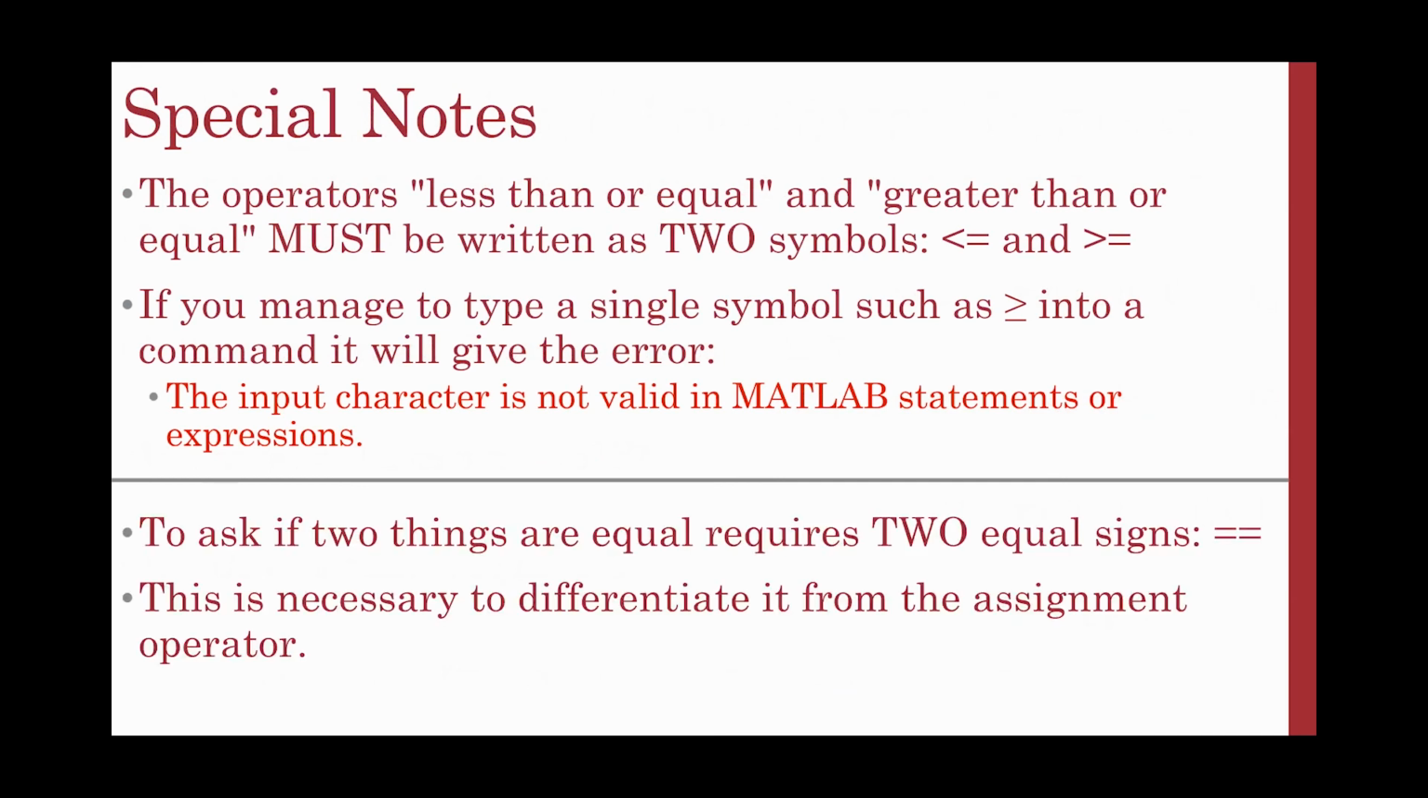To ask if two things are equal, again, you have to use two equal signs. It's necessary to differentiate from the assignment operator, which is the equal sign in MATLAB. It's how we differentiate between saying A equals B by assigning the value of B to the variable A, and asking A equals B, where we're going to compare if the two variables are equal to each other.